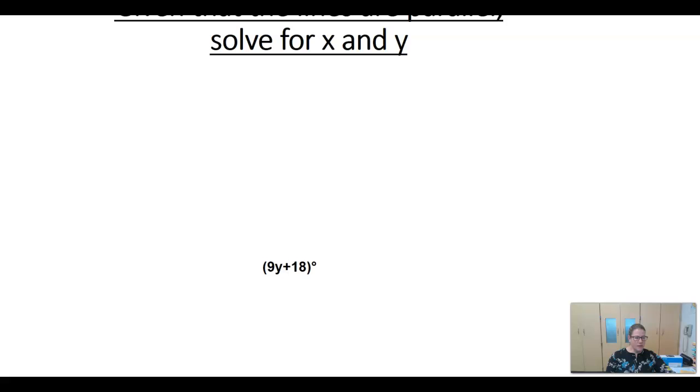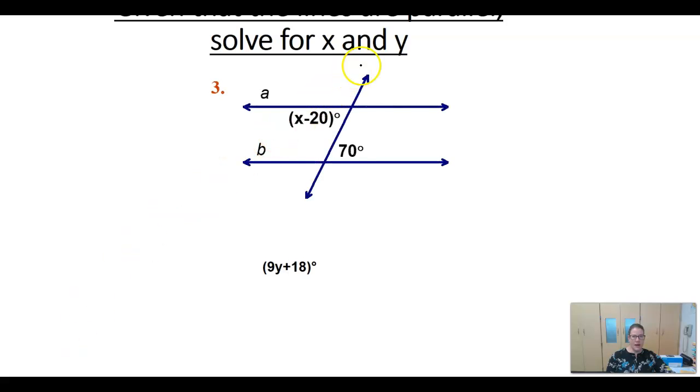On this one, we are going to solve for x and y given the lines are parallel. The first example doesn't have a y, the second one will. So x minus 20 and 70 are alternate interior angles. And when the lines are parallel, alternate interior angles are congruent. So I know these are going to have the same measure. So for number 3, I can set 70 equal to x minus 20. And that will give me what x equals. So add 20 to both sides, and x equals 90.